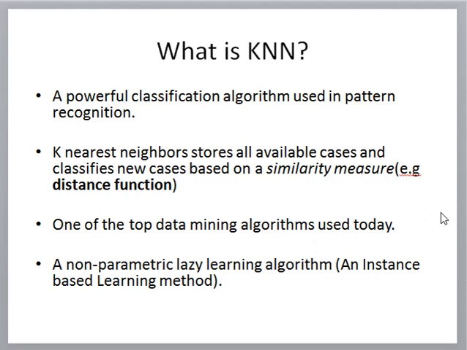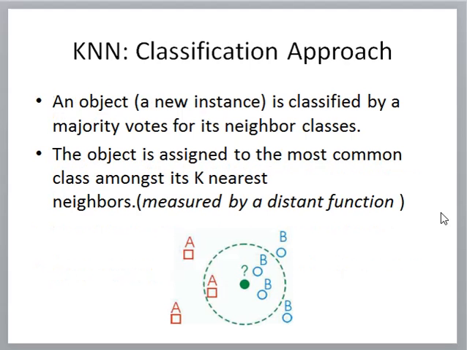It is a non-parametric, lazy learning algorithm and an instance learning algorithm. So it is also known as instance-based learning, and let's have a look at why it is called instance-based learning. In a KNN classification approach, the basic idea is that a new instance, an unknown entity or object, can be classified by a majority vote of its neighbor classes, right?